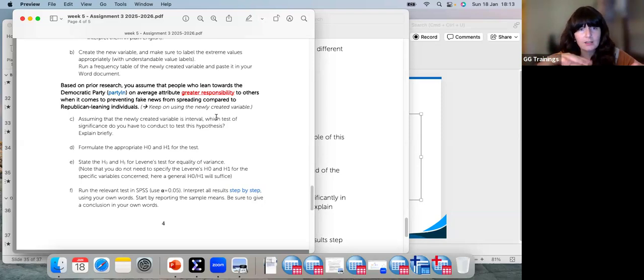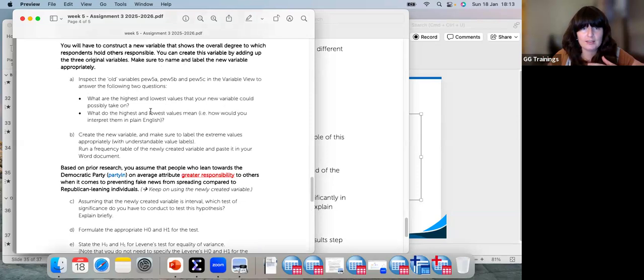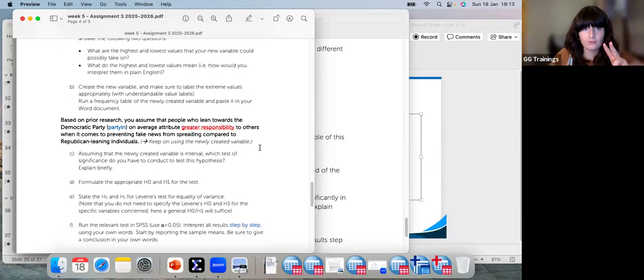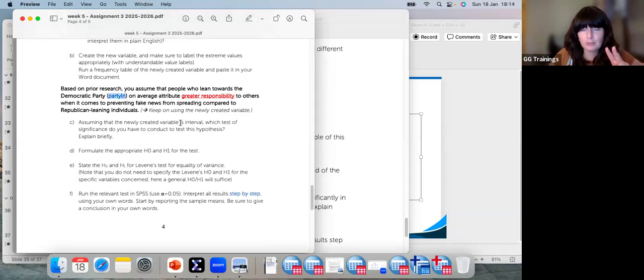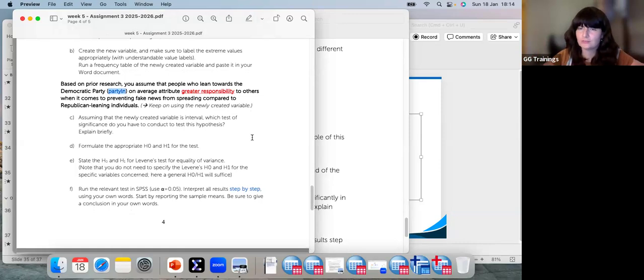So if you read again, people who lean towards, on average, attribute greater responsibility to others. That's the other variable, right? How much responsibility do they attribute to others? And like I said before, you know how every question builds towards the next. So this variable that you created up here was about attributing responsibility. So they want you to use this one. Those are your two variables. You've got party leaning as your independent, and the new variable that you created, overall responsibility. Is that your question?